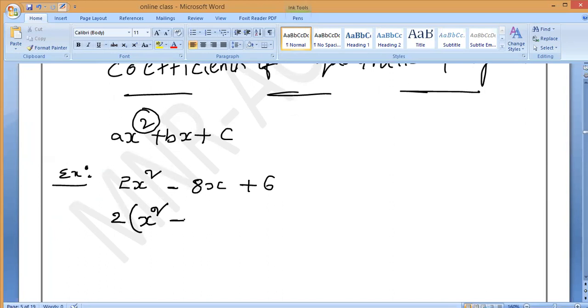x square minus... next term, 4x. Next term plus 3.